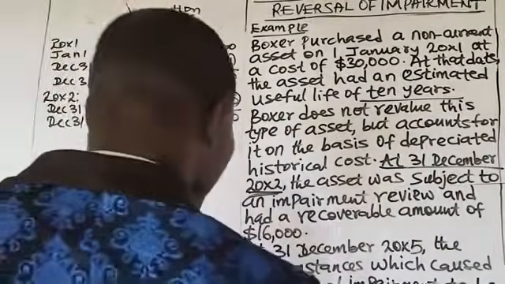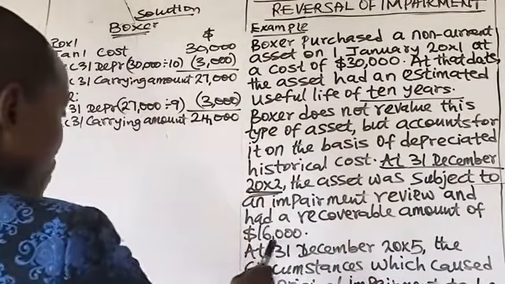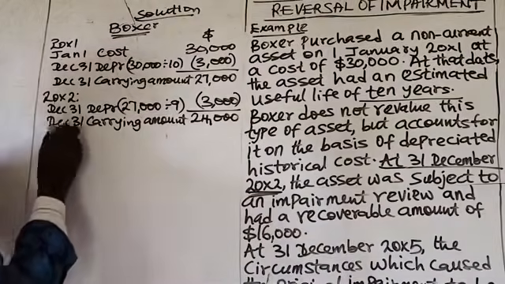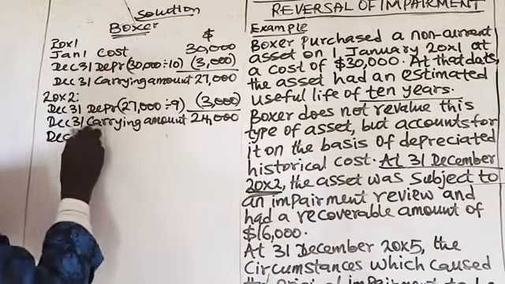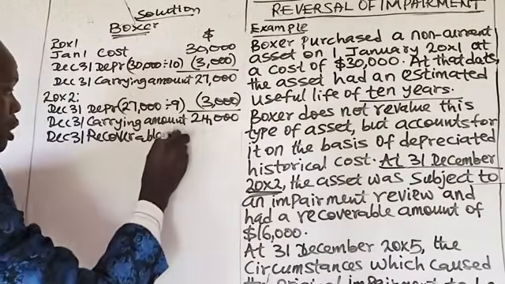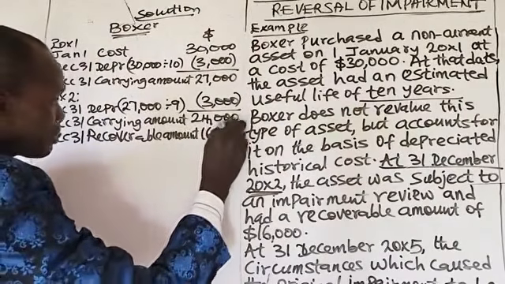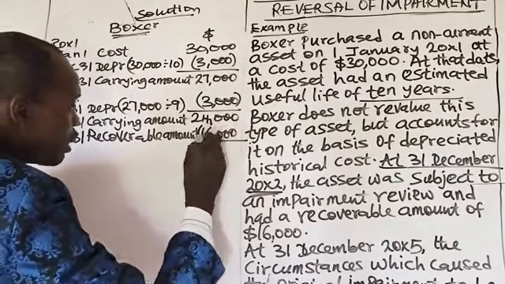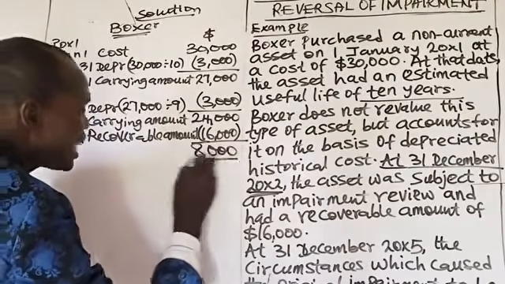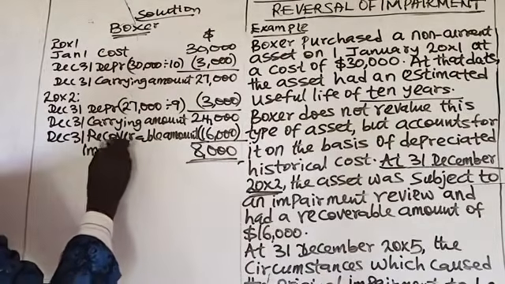And as at that date, you have the recoverable amount to be 16,000. If you subtract 16,000 from the 24,000, then you have a difference of 8,000. That means the asset has been impaired by 8,000. So you have an impairment loss of 8,000.